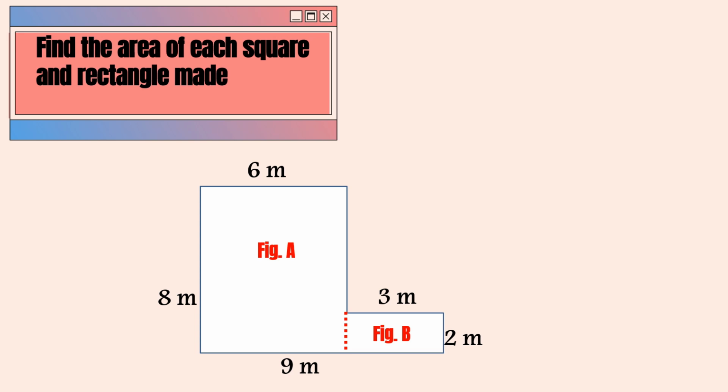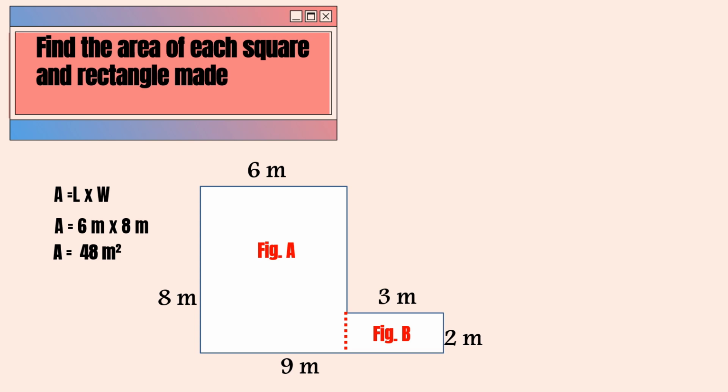But look at figure A. Can you tell me what shape is figure A? Yes, very good. This is a rectangle. And to get the area of a rectangle, all we need to do is multiply the length and the width. So the length here is equal to 6 meters and the width is equal to 8 meters. If we multiply the two numbers, the answer is equal to... Exactly, that is equal to 48 square meters.